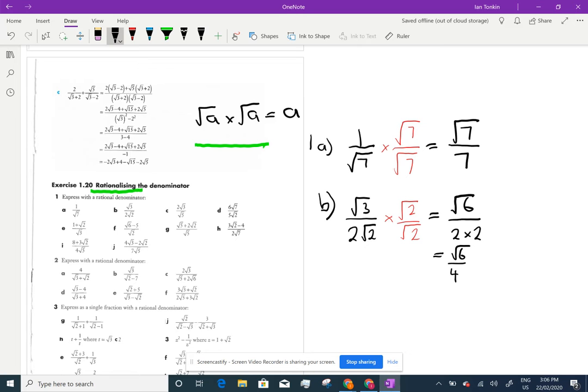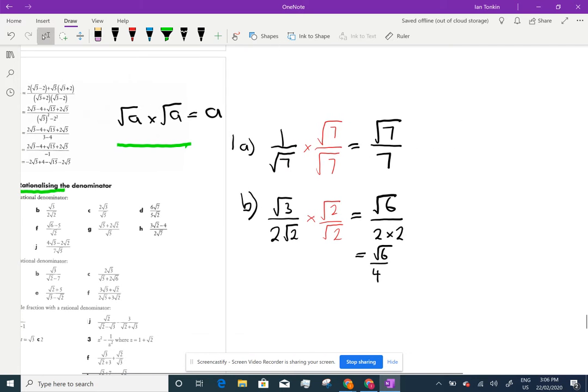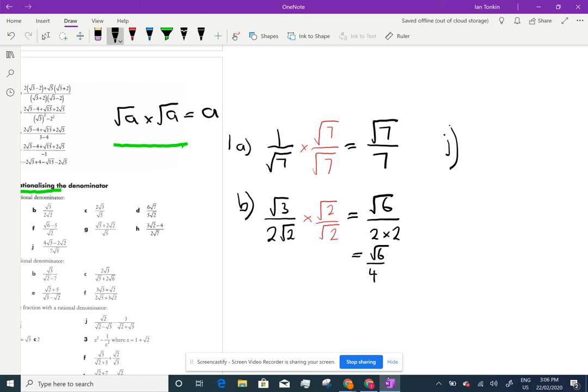Okay, so most of those you can do. I'm going to jump to the last one, which is J. You can do the ones in between, they're not too hard. I've got 4 root 3 minus 2 root 2 all over 7 root 5.